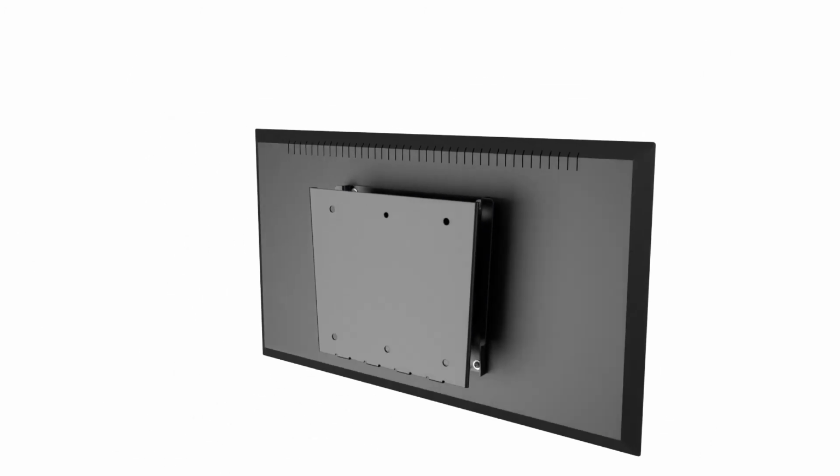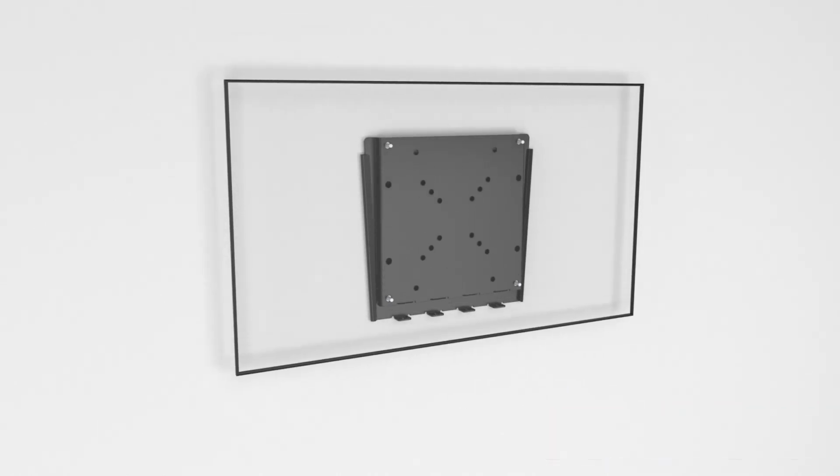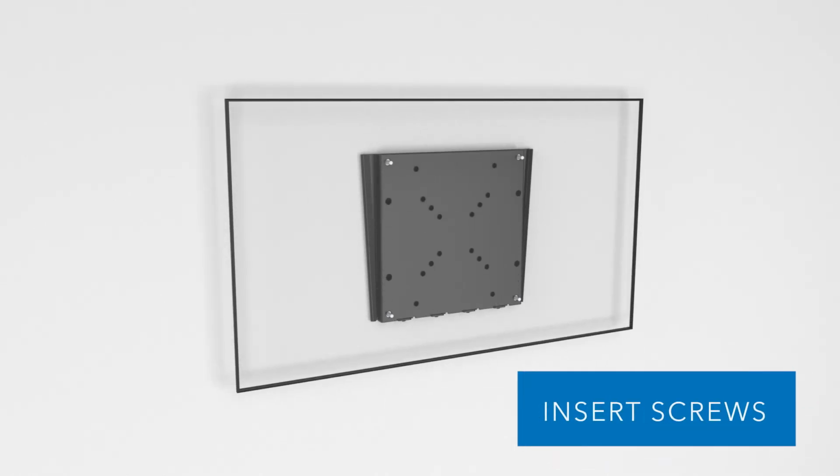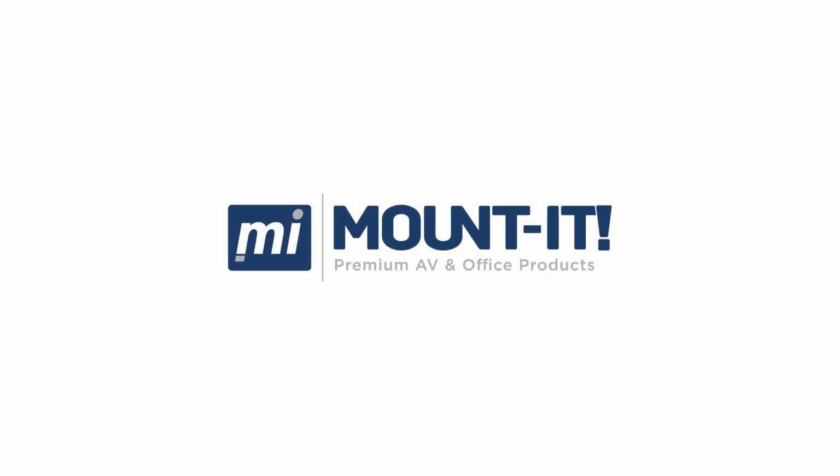Once the mount is installed to the TV, lift the television and place it onto the base. Once it's securely placed onto the base, take the screws that were removed in the beginning and install them. Congratulations, you installed MI-306, our fixed TV wall mount.